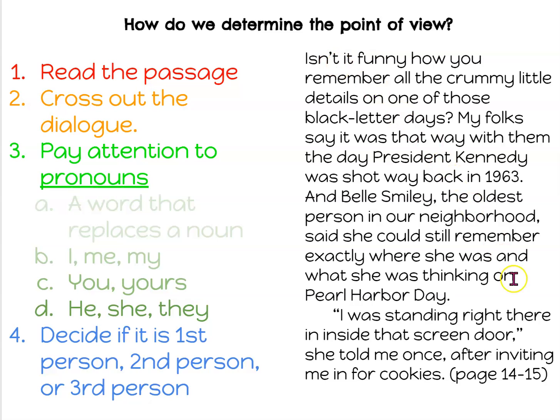You'll first need to read this passage. You're going to cross out, using your pen, the dialogue. That's the part when someone is talking. I want you to pay attention to the pronouns and circle those in green: I, me, my, you, yours, he, she, they. And then I want you to highlight, is this first person, second person, or third person?